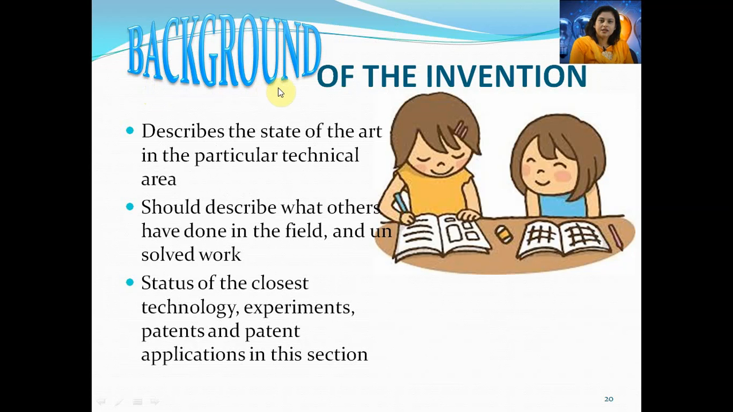Next we come to background of invention. This section describes the state of the art in the particular technical area to which the patent relates and what problems remain to be solved or disadvantages accompanying the prior art solutions. It should describe what others have done in the field and what problems have not been solved by this prior work. It is always better to mention the status of the closest technology, experiments, patents, and patent applications in this section.